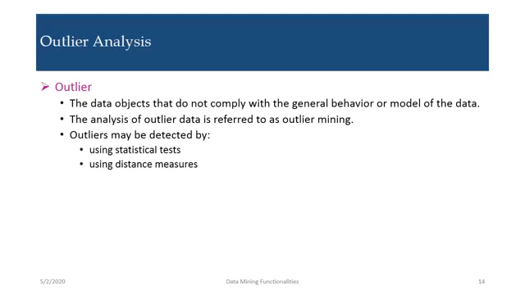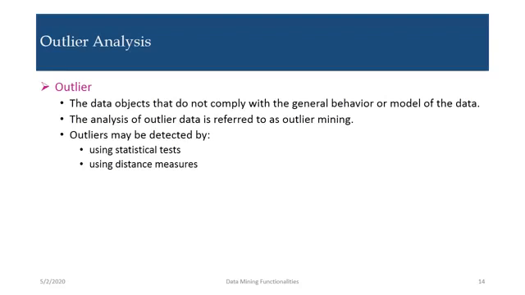And now outlier analysis. The data objects that do not comply with the general behavior of the model of the data are known as outliers. Suppose we have a data set where all the objects are of a similar type and some objects do not match the behavior of the others, then we can say those are the outliers for the data. The analysis of outlier data is referred to as outlier mining.